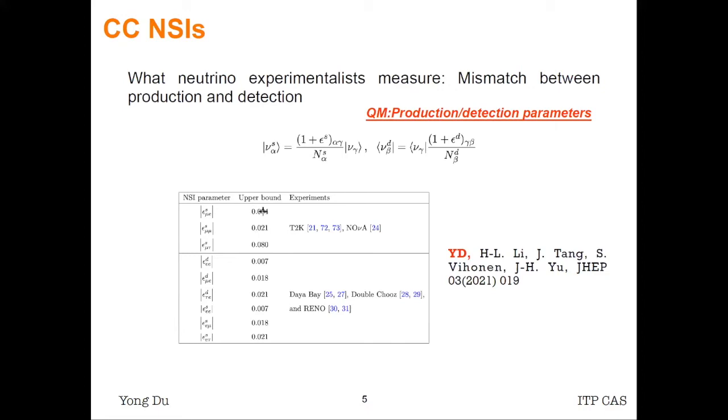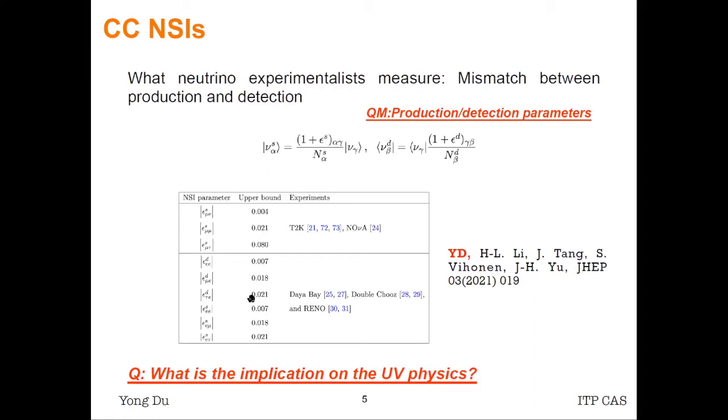Similarly, as we can utilize electroweak precision observables and the LHC data to indirectly probe new physics, we ask ourselves a similar question. And the question is as follows: what is the implication on the UV physics from the very stringent upper bounds on these production and detection parameters?